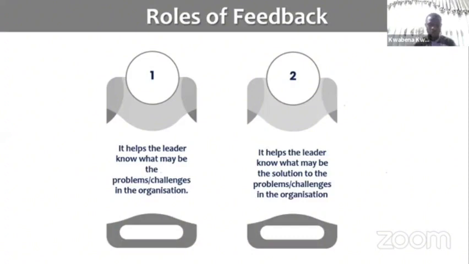So, two roles of feedback. One, it helps the leader know what may be the problems or challenges in the organization. Two, it helps the leader know what may be the solution to the problem or the challenges in the organization. So that is how feedback multiplies your senses in the organization.